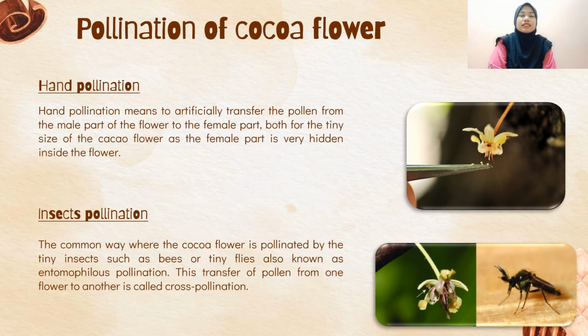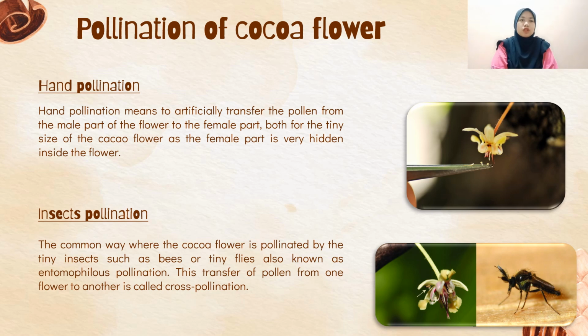So now let's discuss the pollination of the cocoa flower. There are two types of pollination, which are hand pollination and insect pollination. Hand pollination is meant to artificially transfer the pollen from the male part of the flower to the female part by hand, because of the tiny size of the cocoa flower and the female part is very hidden inside the flower.